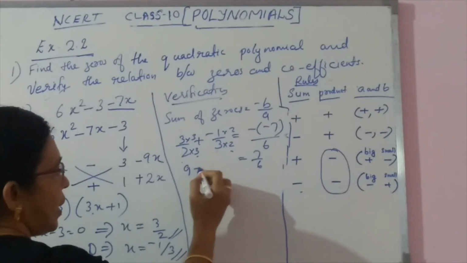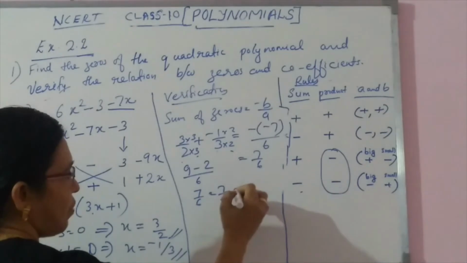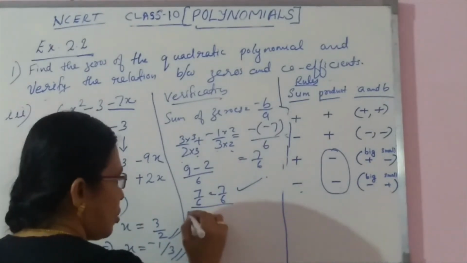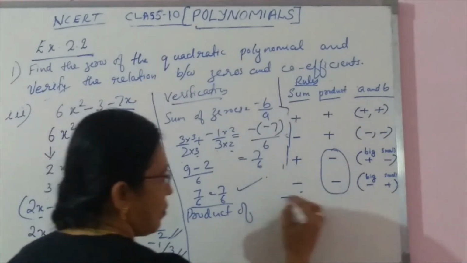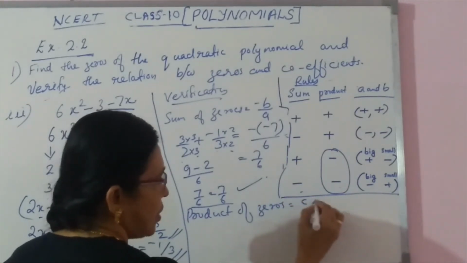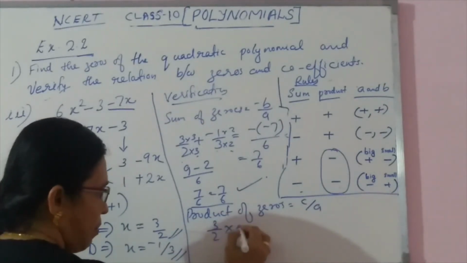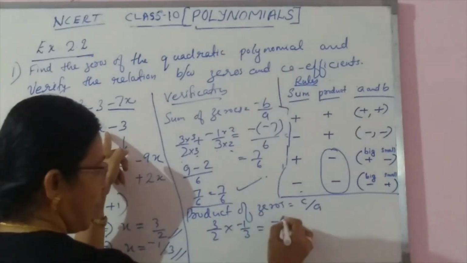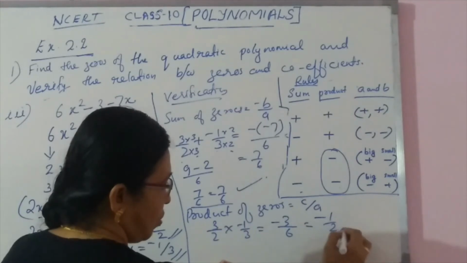3 3s are 9, 9 minus 2 divided by 6, that is 7 by 6, is equal to 7 by 6, verified. Go to product of zeros. So product of zeros is equal to C by A. Zeros are 3 by 2 into minus 1 by 3 is equal to, value of C is what? Minus 3 divided by A is what? 6, that is minus 3 divided by 6 is equal to minus 1 by 2.